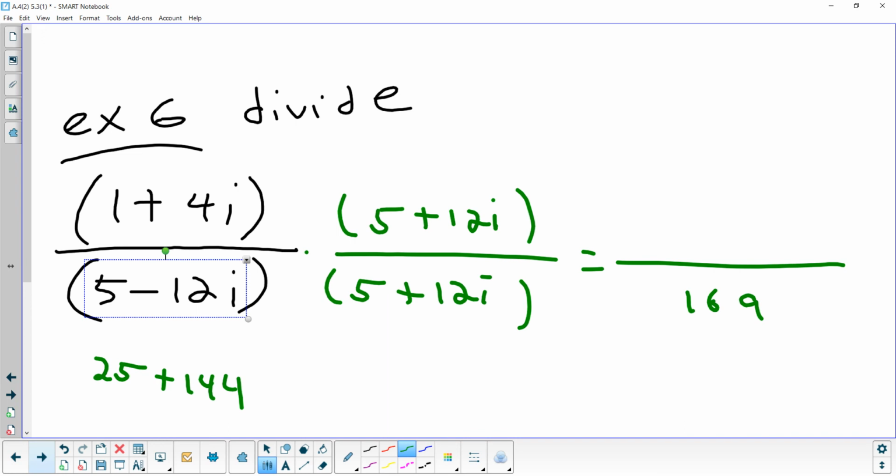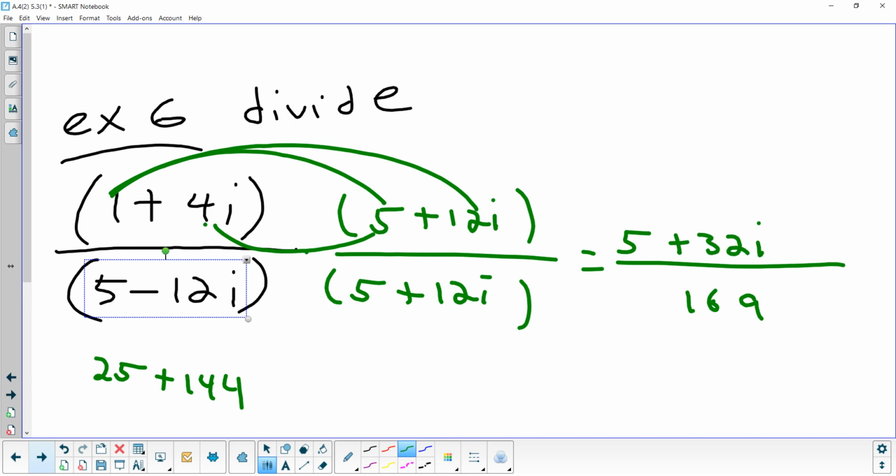Now, unfortunately, in the top, you can't use that trick because you're not multiplying conjugates. You just got to FOIL the whole thing out. But let's see if when we FOIL, we can combine the imaginaries at the same time. 1 times 12i gives me how much? 12i. What's 5 times 4i? So what's 12i plus 20i? That's 32i.